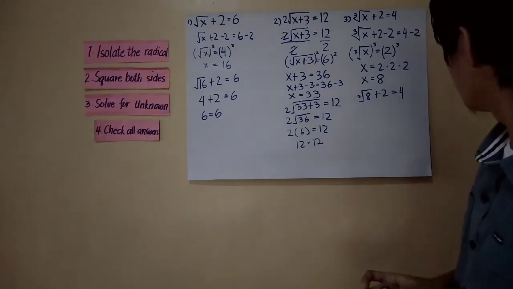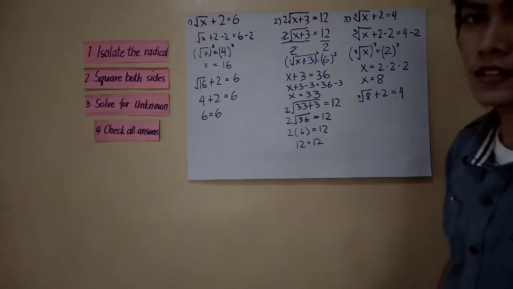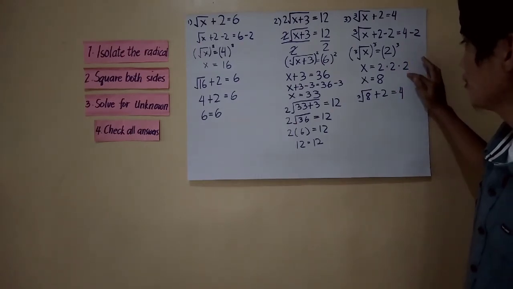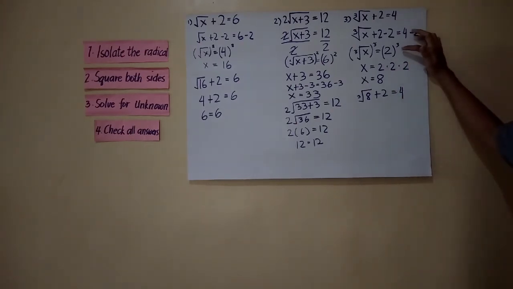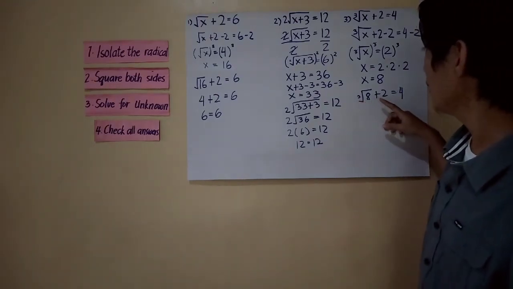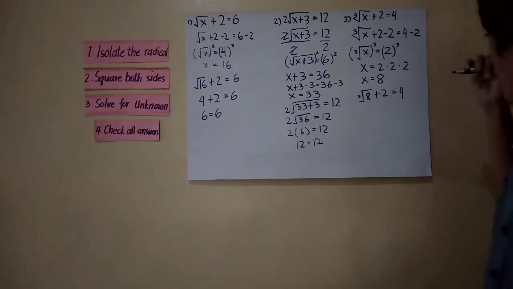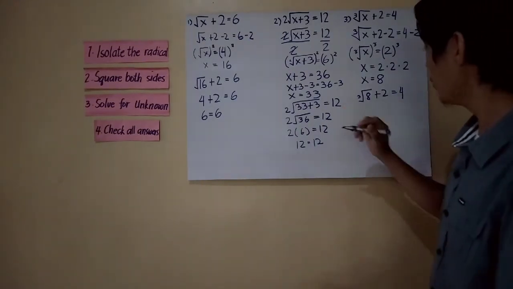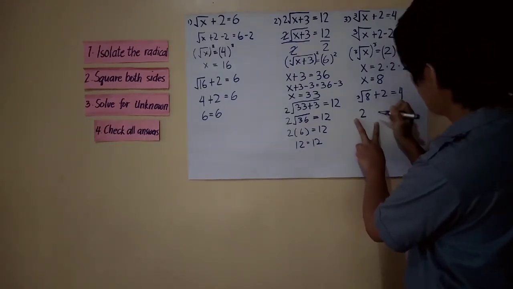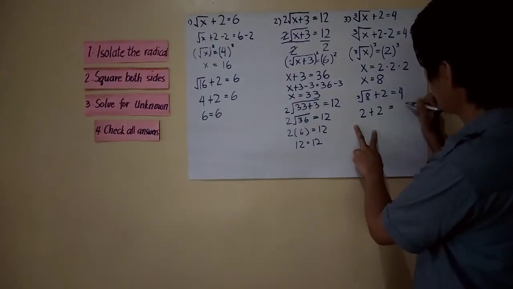What is the cube root of 8? If 2 cubed is 2 times 2 times 2, if you see the pattern here, then the cube root of 8 is the opposite of that. So you can see here that the cube root of 8 is actually just 2. 2 plus 2 is equal to 4.